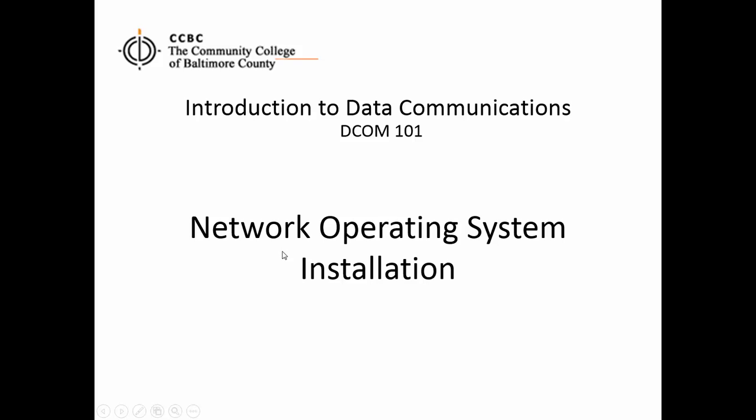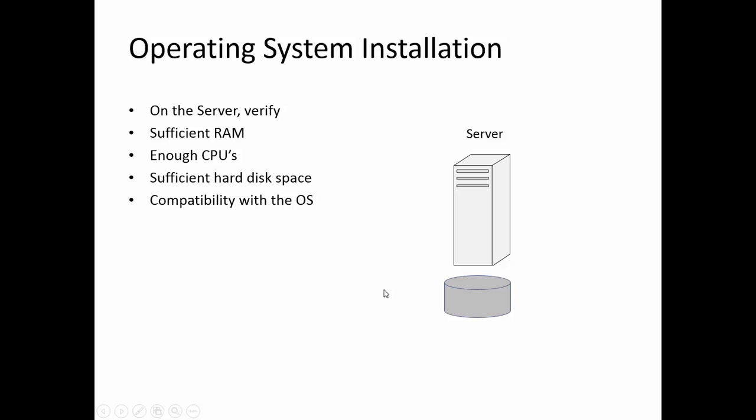In this section, we will discuss network operating system installation. Before we install the operating system on the server, we should first verify that the server has sufficient RAM, that it has enough CPUs, that there is sufficient hard disk space on the server, and that the server is compatible with the operating system. After we've verified those things, then we get the DVD and we do the install.